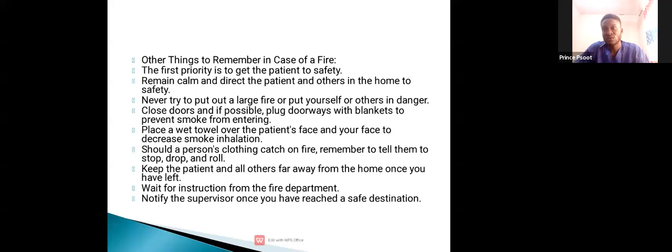Then should a person's clothing catch on fire, remember to tell them to stop, drop, and roll. SDR. If your patient is on fire, stop, drop, roll. SDR. Keep the patient and the family members away from the home. Once you have left, then you wait for instructions.